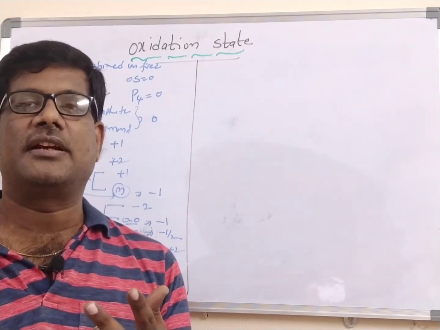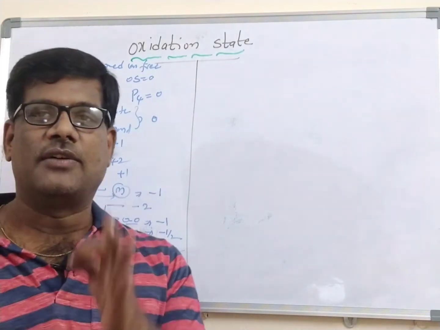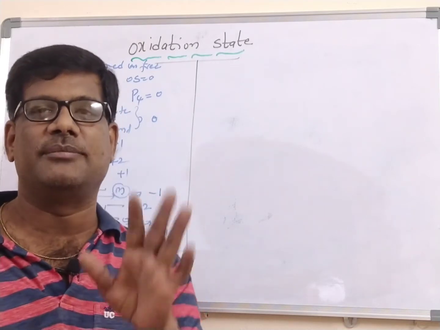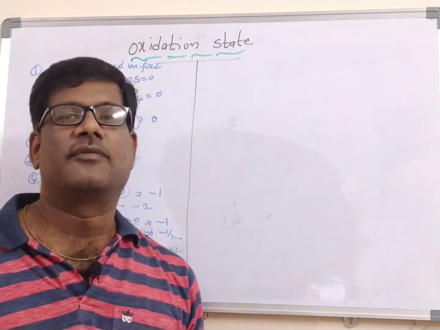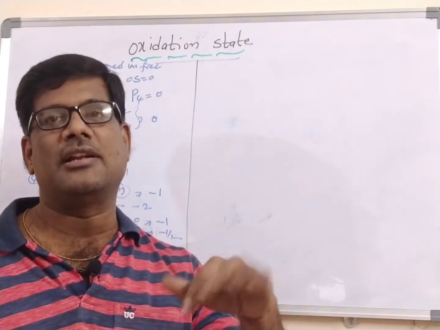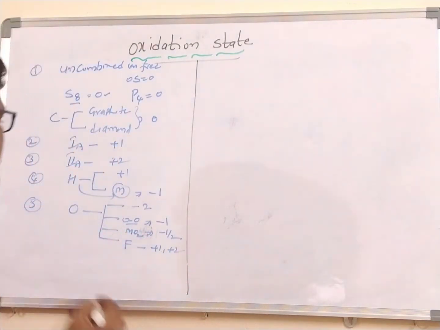Whenever it combines with fluorine, oxygen shows a positive oxidation state, because fluorine is the highest electronegative element. That's why fluorine always shows negative. Ultimately, oxygen must show the plus. It shows +1 and +2.